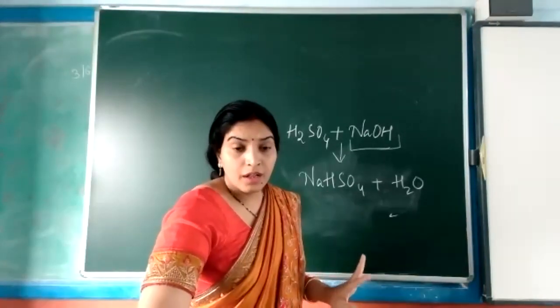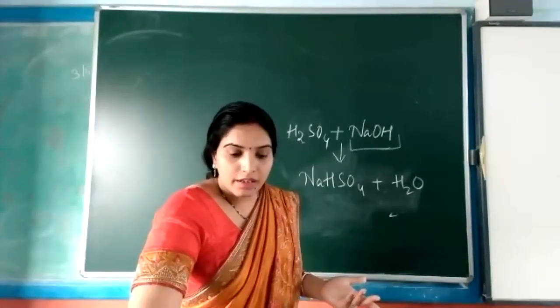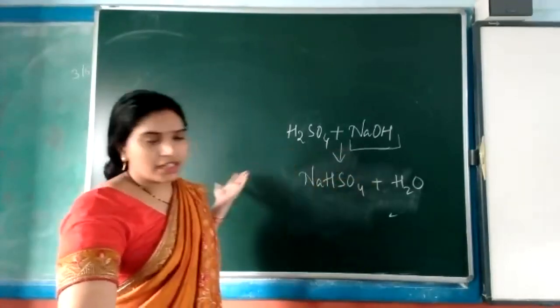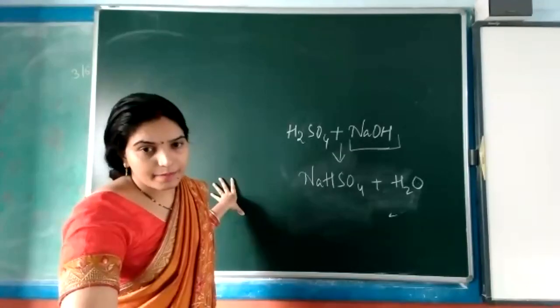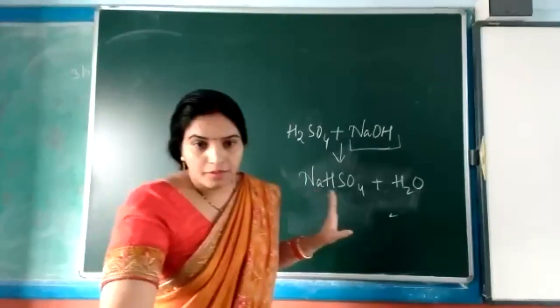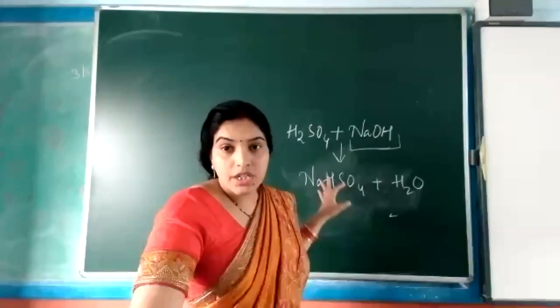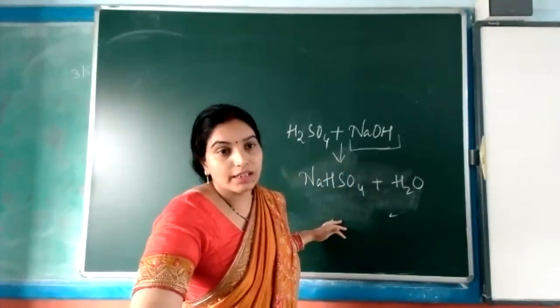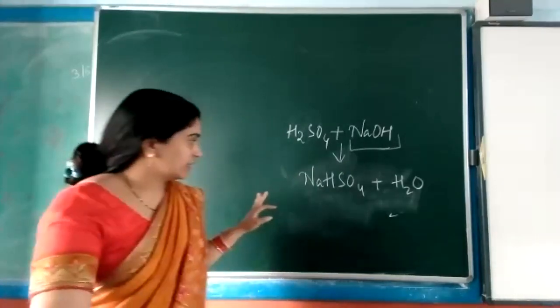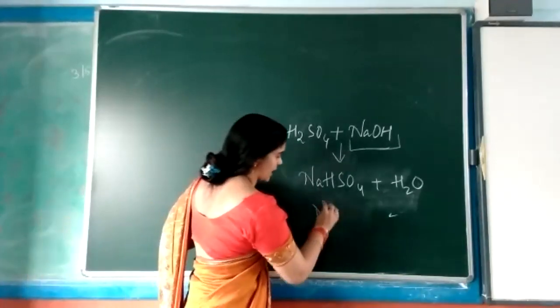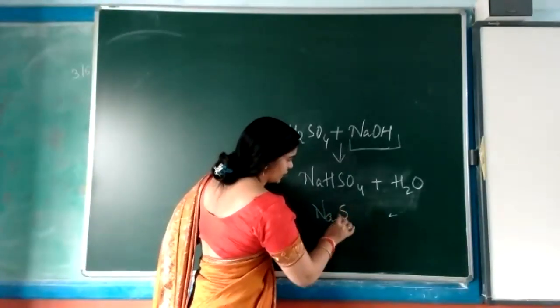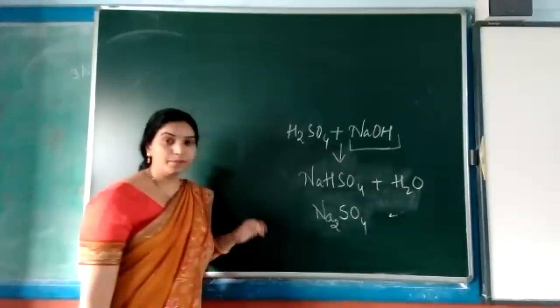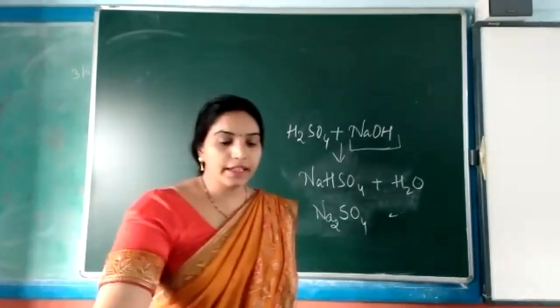Clear? What about normal salt? If there is a sufficient amount of acid as well as base, clear? When a sufficient amount of acid as well as base is present, then we get the normal salt. And the salt formed in this reaction is Na2SO4, that is sodium sulfate. Any doubt till here?